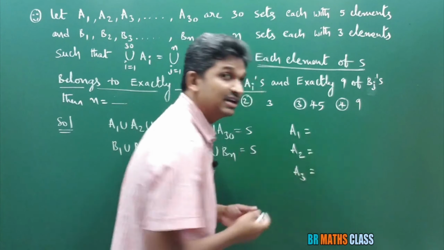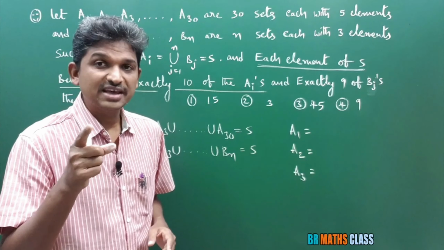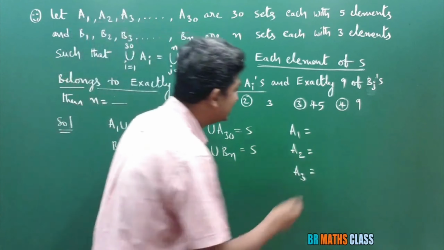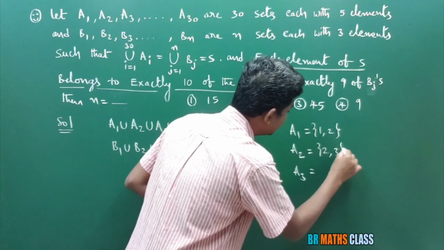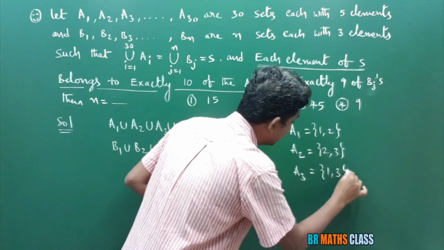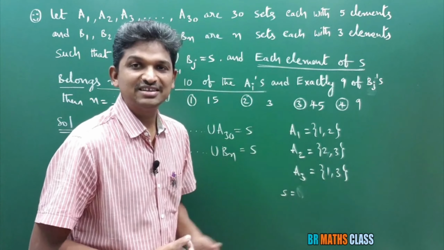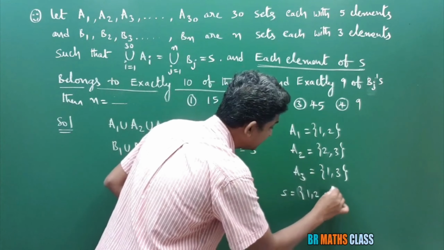In what way am I writing these elements? Such that each element of S is in exactly 2 of the A_i's. I will take an example like this: {1, 2}, {2, 3}, {1, 3}. I have taken 3 sets like this. What is S? S is the union of these 3 sets. Do the union of these 3 sets, what will you get? S is {1, 2, 3}.